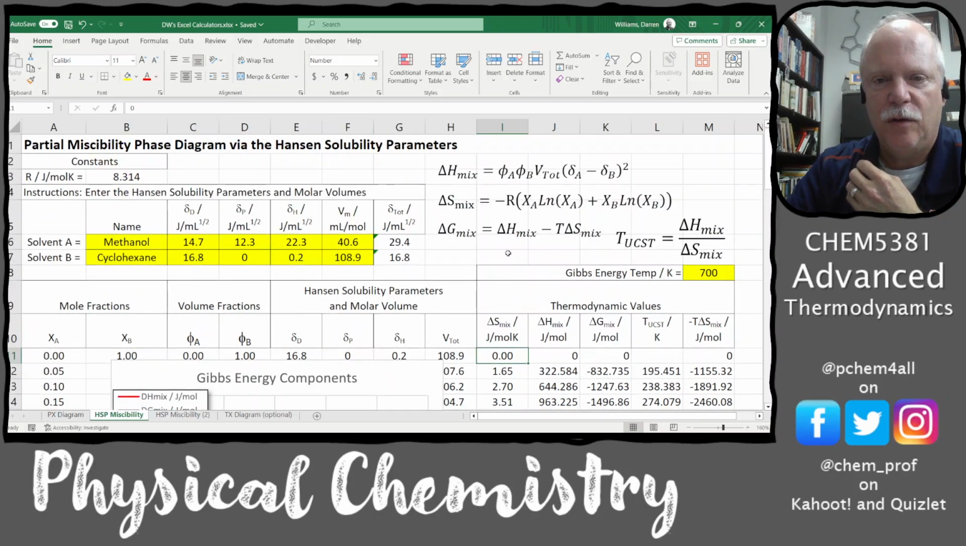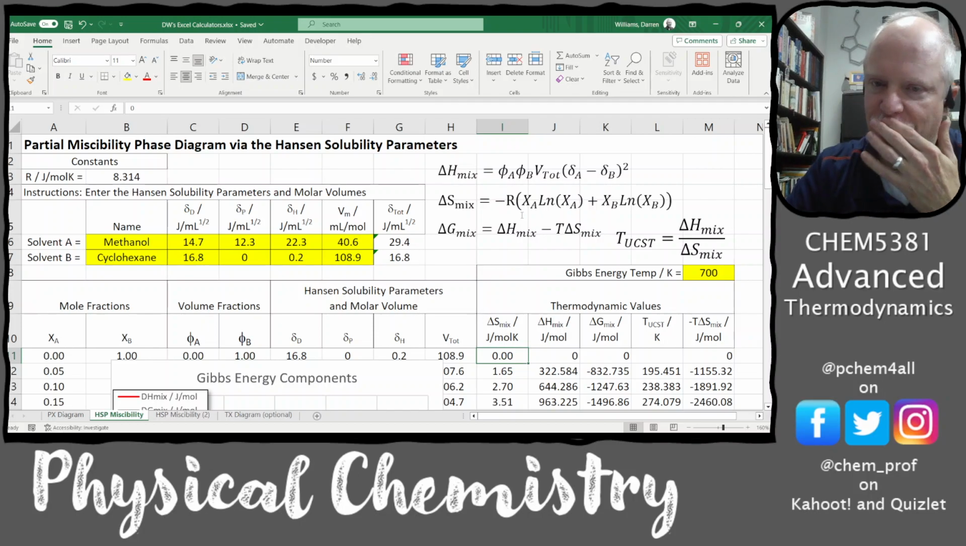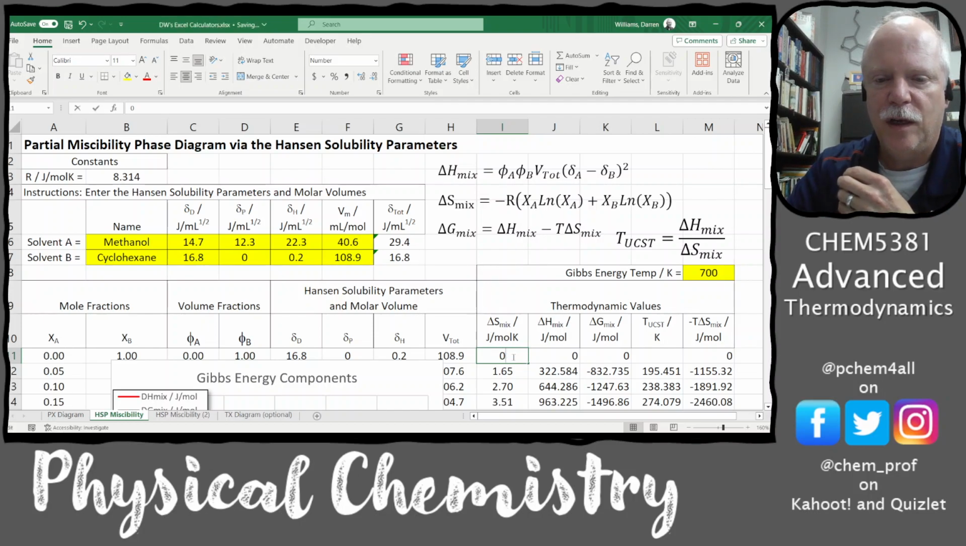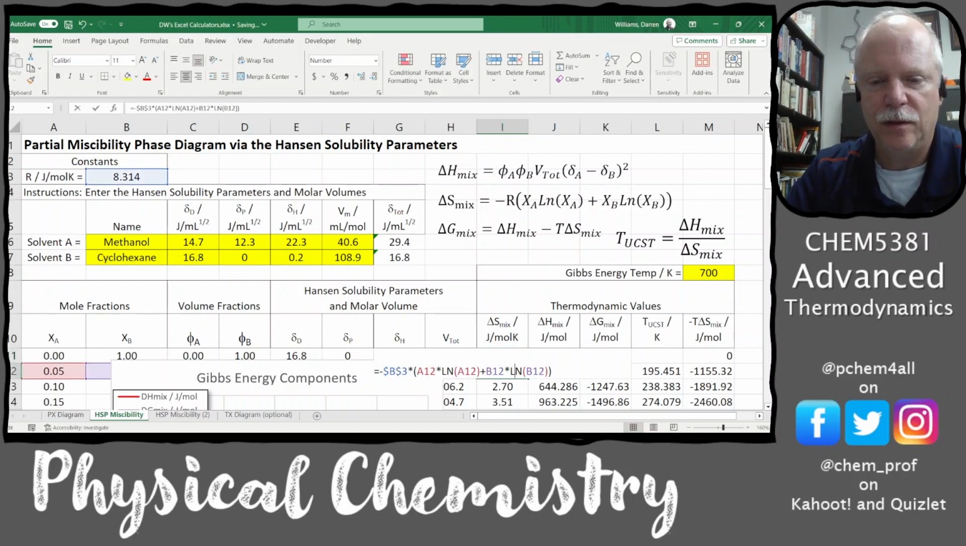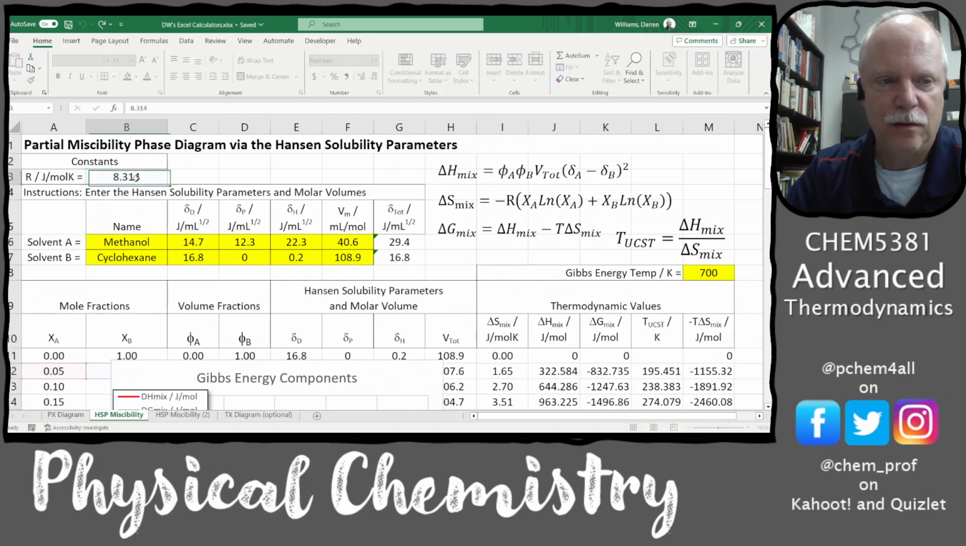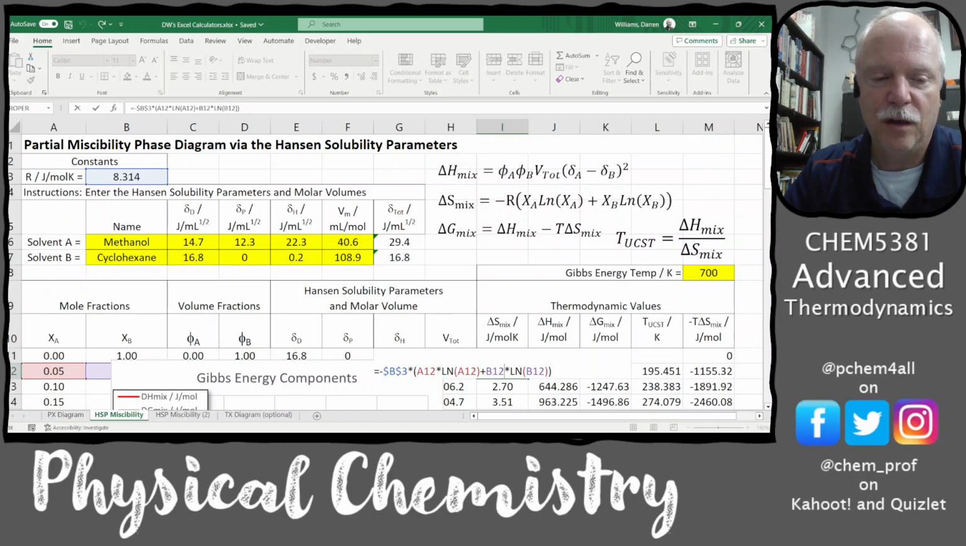So our entropy of mixing equation is given up here. I'm going to leave it in a per mole basis, so we'll just leave R. We won't have N in front. So if I double click this, okay, let's look at the second value. It's that B3, that's R up here, times the mole fraction, not the volume fraction. The mole fraction of A times the natural log of that mole fraction plus the mole fraction of B times the natural log of that mole fraction. Okay, all of that in parentheses multiplied by R, change the sign, we get the entropy of mixing.